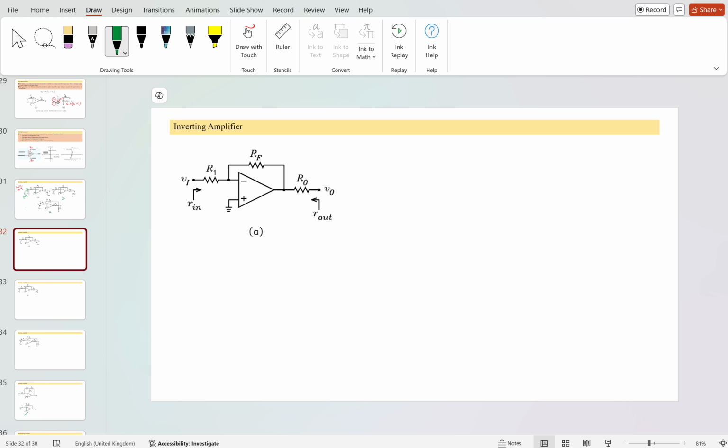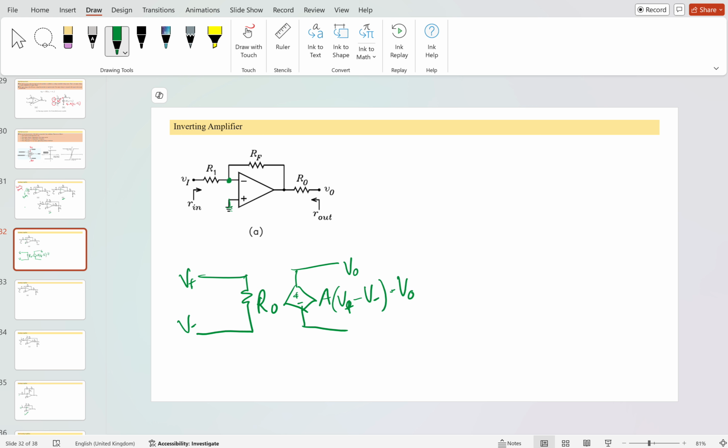The second important thing is finding the value of V output. In the slides and lectures, the potential appearing at the positive side is reflected here. The internal architecture was simply like this: the internal impedance R naught, the V positive, the V negative, and one dependent voltage source which amplifies the difference. So V output is simply A times (V positive minus V negative).